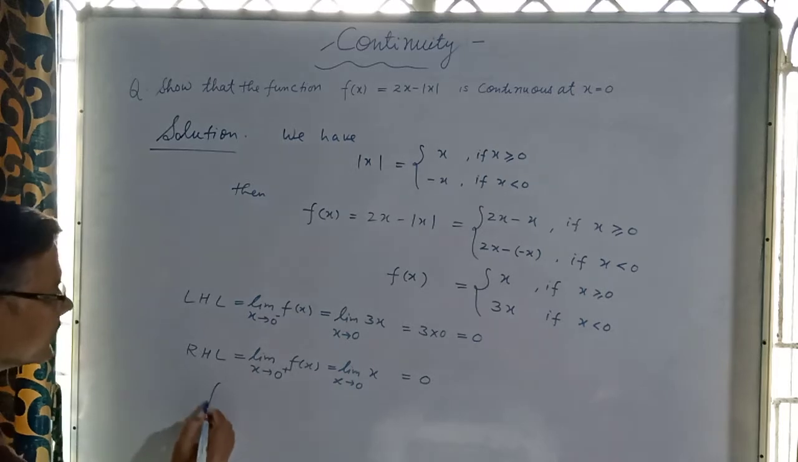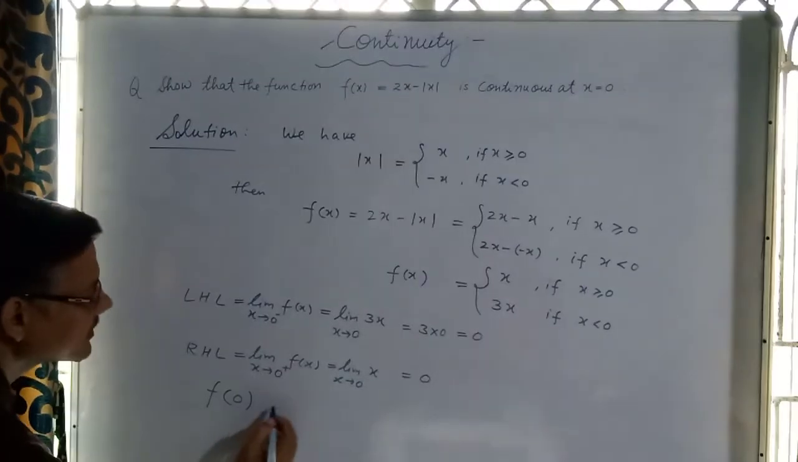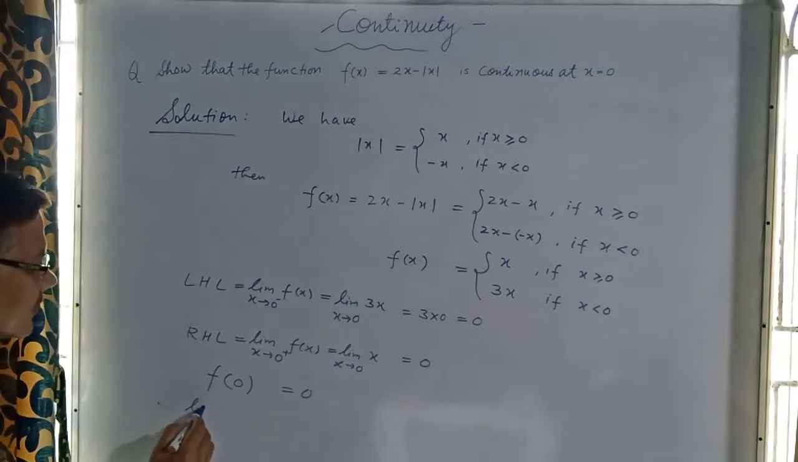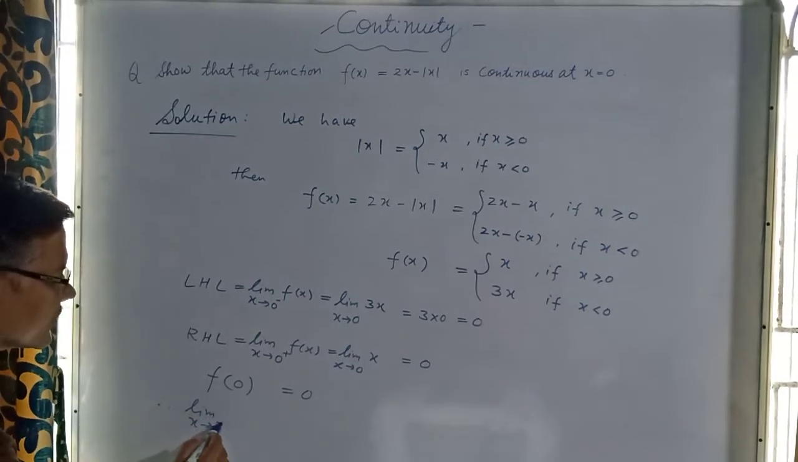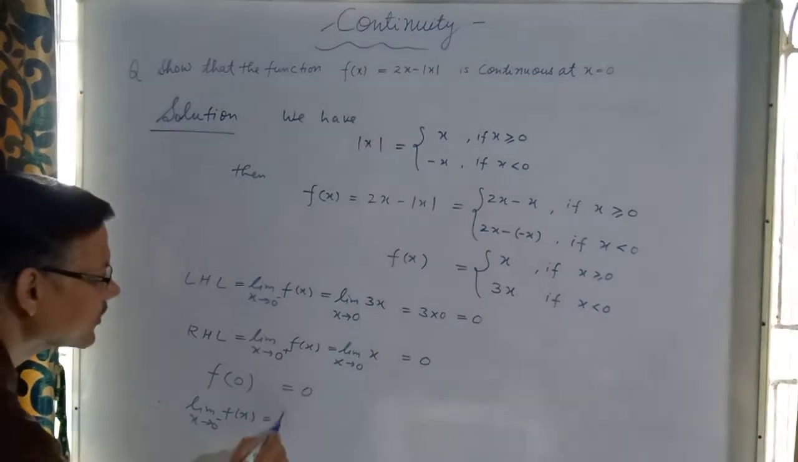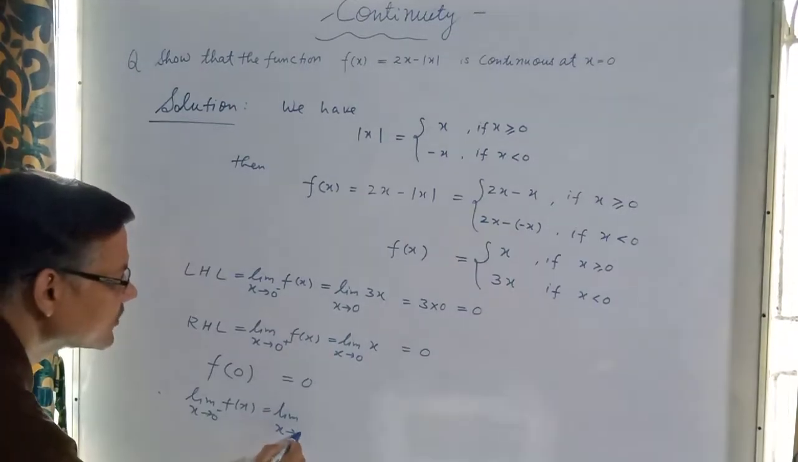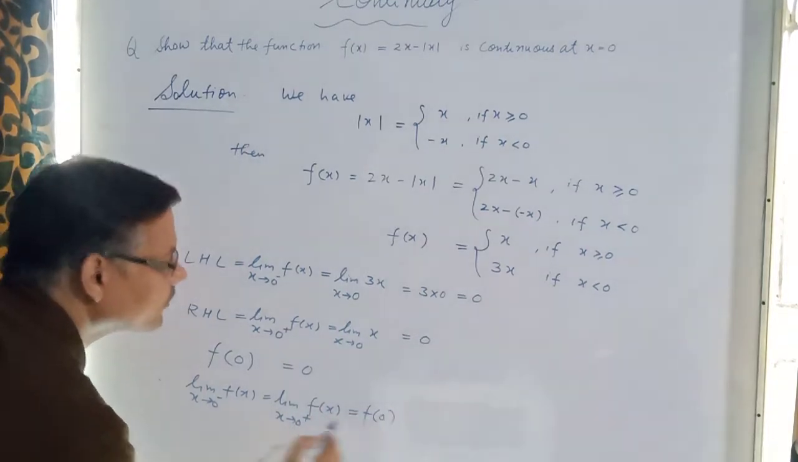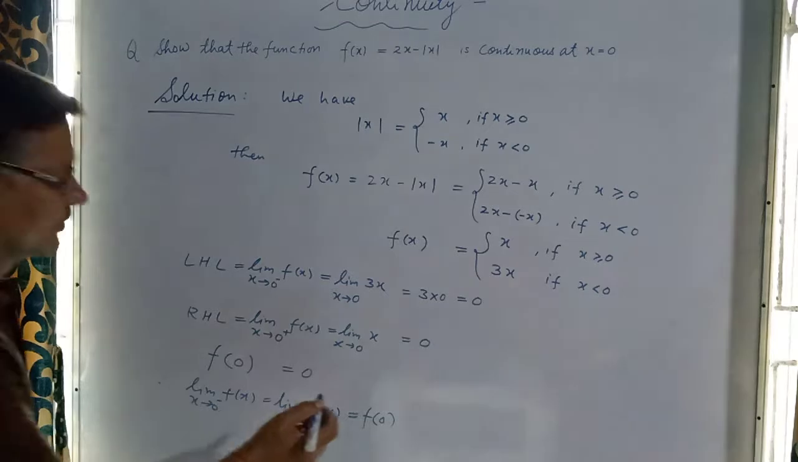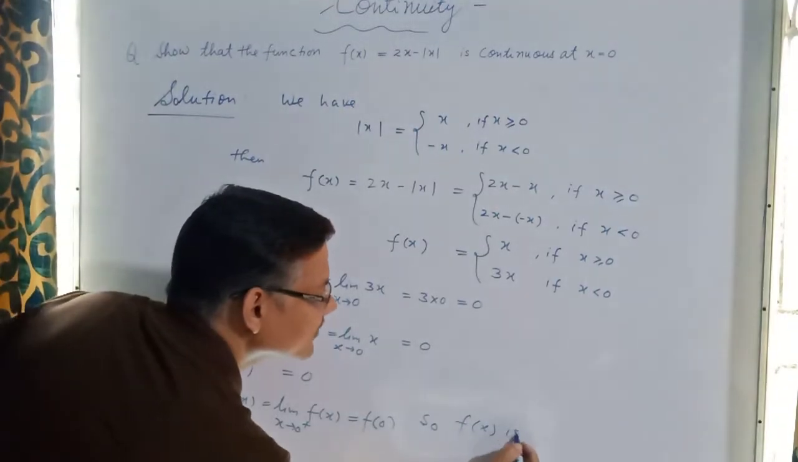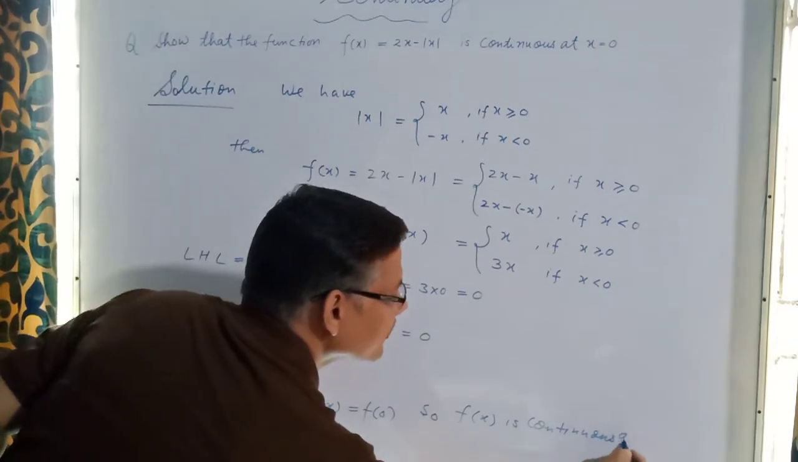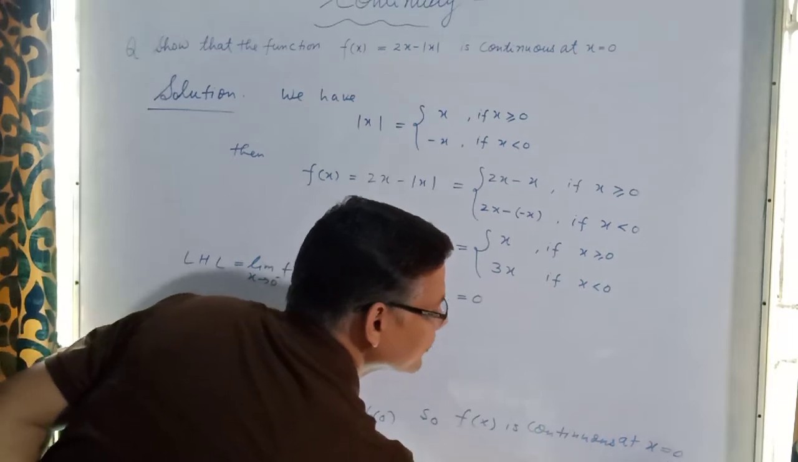Finally, the value of the function at x equal to 0 is 0. We write, therefore, limit x tends to 0 from left is equal to limit x tends to 0 from right, and it is equal to the value of the function at that point. All three are 0. So function f(x) is continuous at x equal to 0.